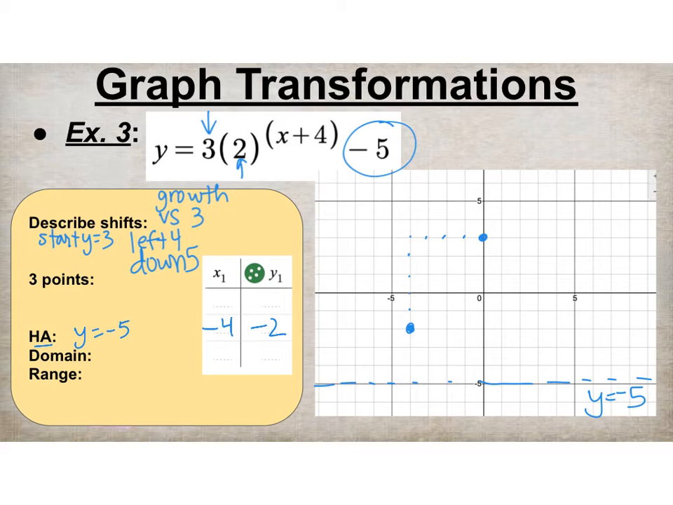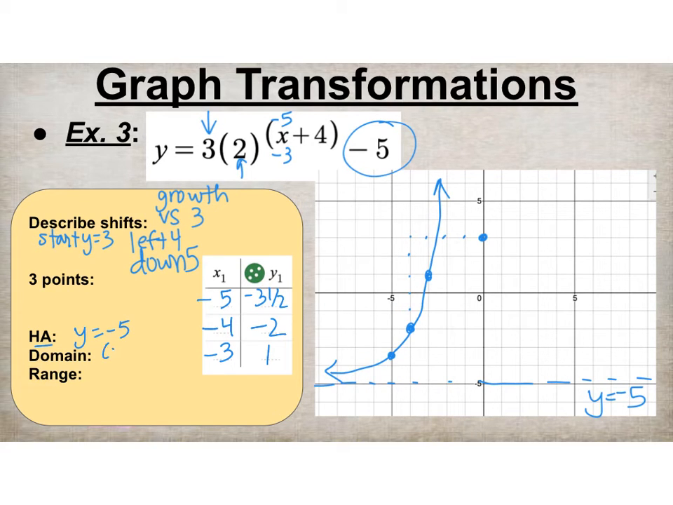I'm going to ask you to plot 3 points. So according to the x, I'm going to go a little bit smaller and a little bit bigger to find the points around that. So when I plug in a -5, I'm going to get 2 to the -1, which is 1/2. 3 times 1/2 is 3/2. 3/2 minus 5 is -3.5. So -5, -3.5. And when I plug in -3, plus 4 is 1, so that becomes 6 minus 5, which is 1. -3, 1. And we can connect that for a curve.